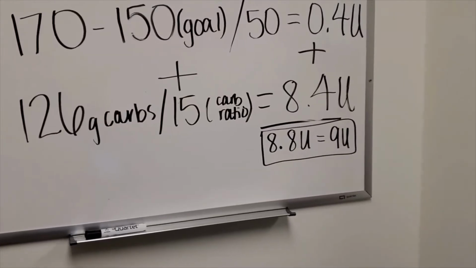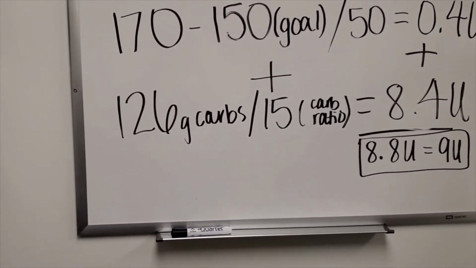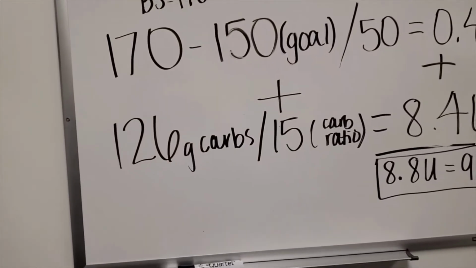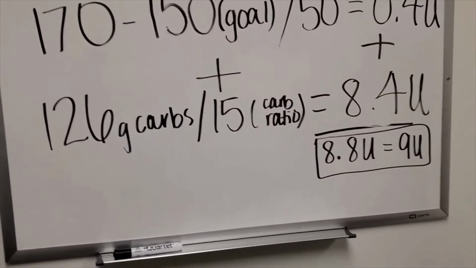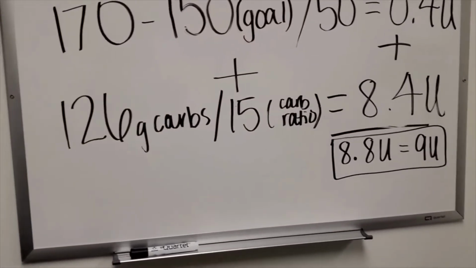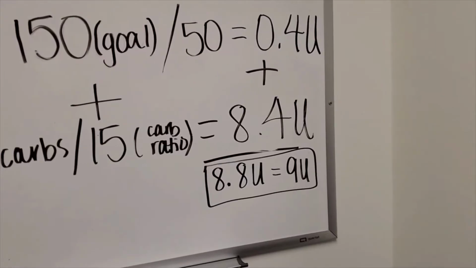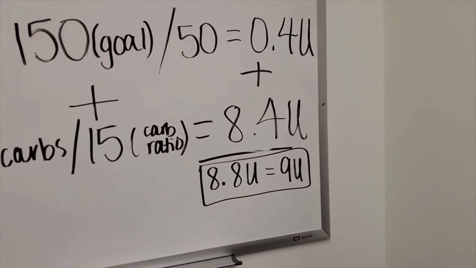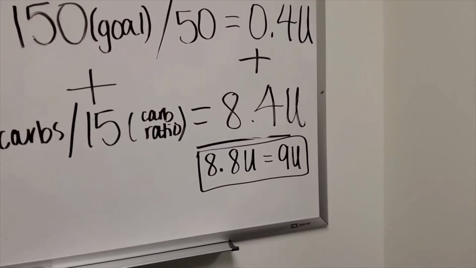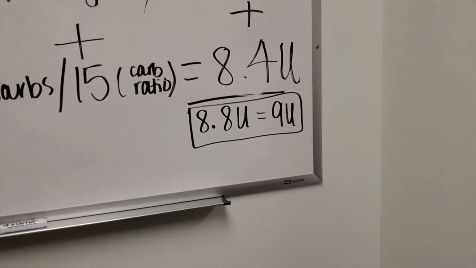Then you have to add for the carbohydrates that they ate. Let's say, for example, this patient ate 126 grams of carbs. The carb ratio that is in the order is 15. So you're going to take 126 divided by 15, which gives you 8.4 units. You don't want to round these at this point. You want to just add them together, 8.8 units, and we normally round to the nearest half unit, which is going to give us 9 units.